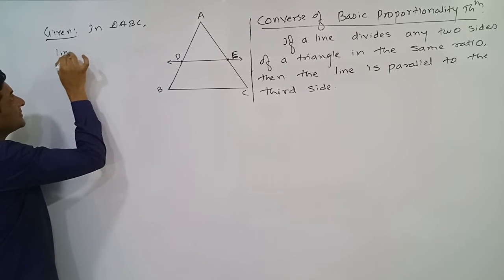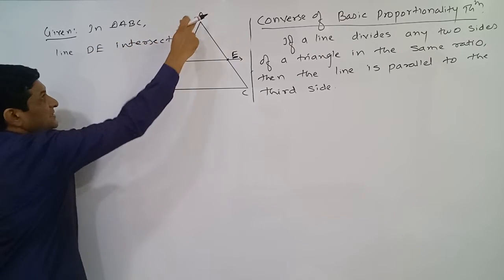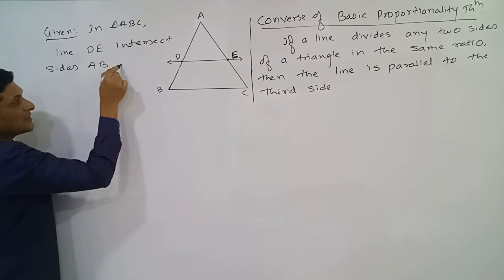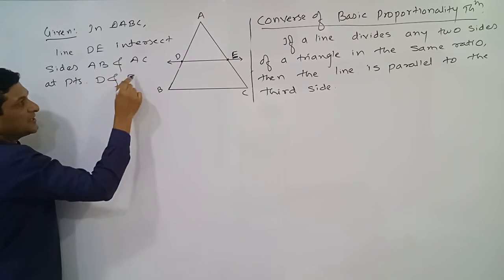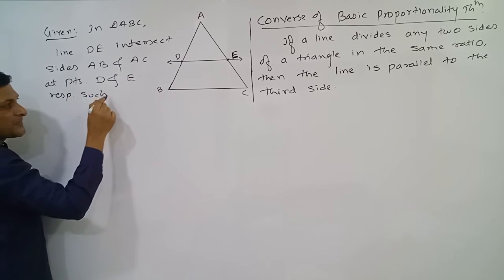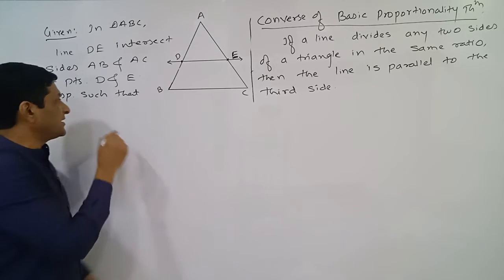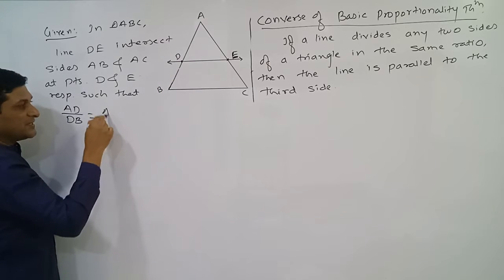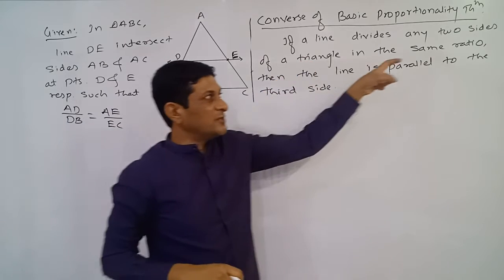So line DE intersects two sides AB and AC at points D and E respectively, such that this line is drawn so that these ratios are equal. Which ratios are equal? AD upon DB is equal to AE upon EC. So the line divides two sides of a triangle in the same ratio.